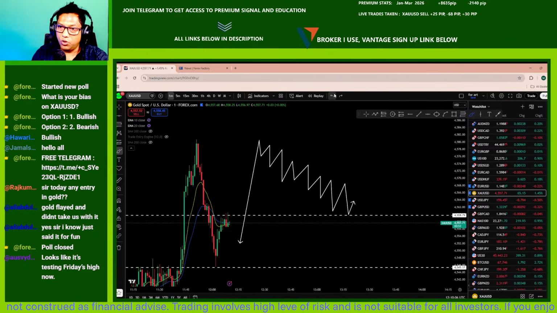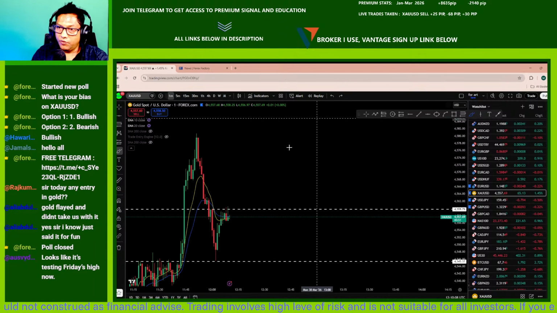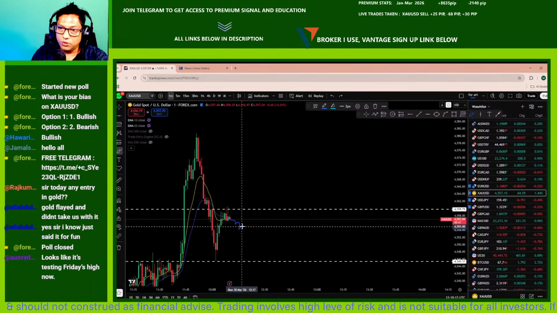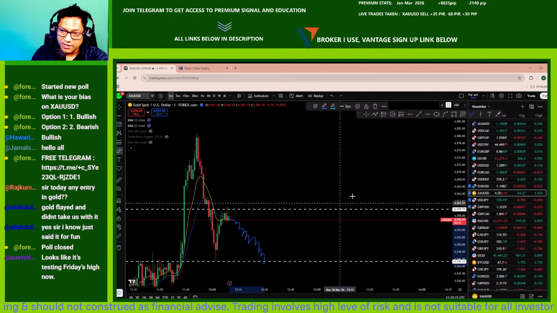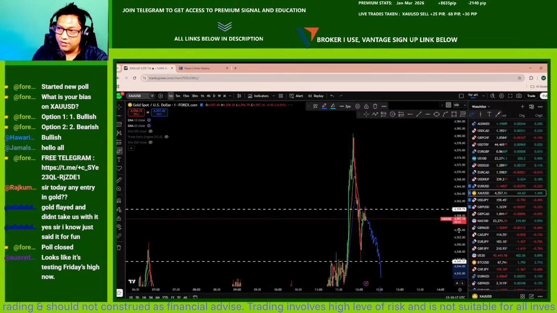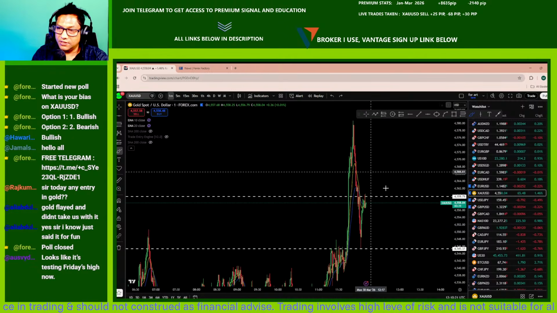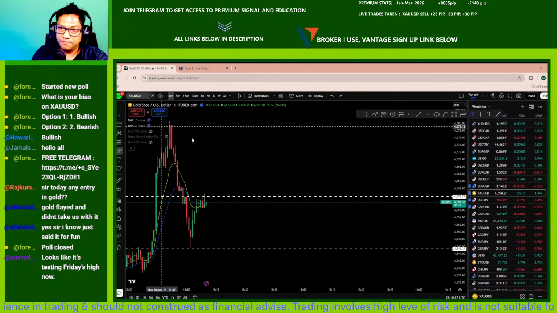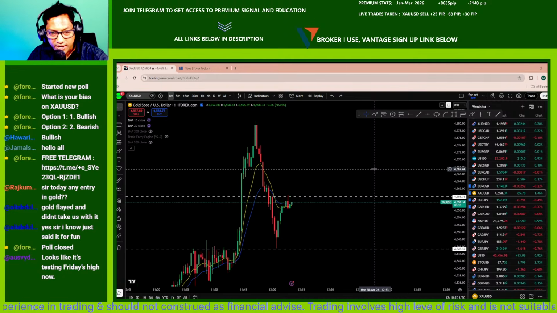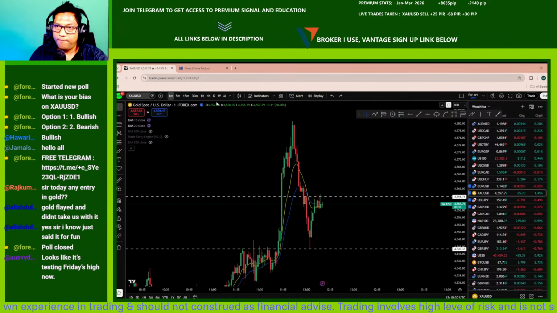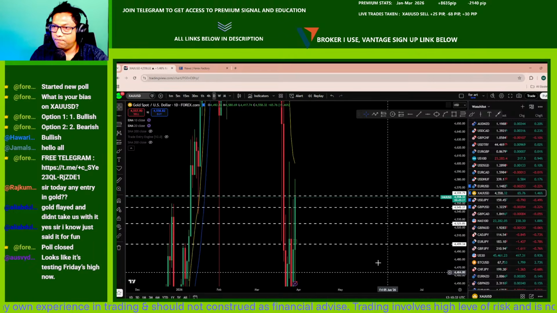So this is what I'm looking at here. If you look, see, this is a drop. And now if it creates this kind of structure and drops back to this support, we will be looking at trading that imbalance back to the upside in that market. Looks like it's testing Friday's high now. Okay, let's look at here.